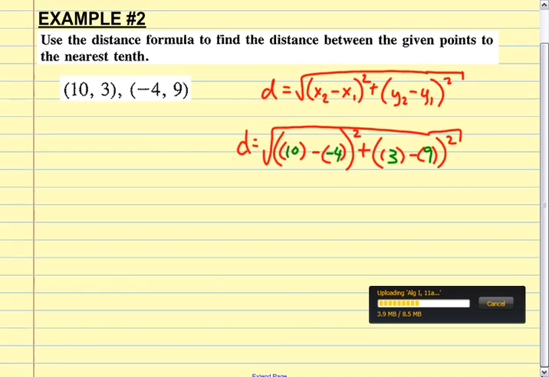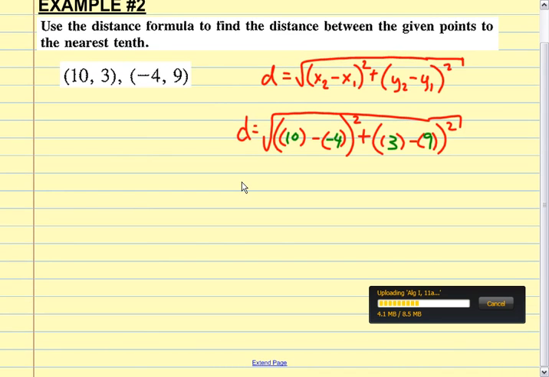Love it. Grayson, help me simplify this thing. I want you to do the subtract. That would be 14 squared plus, that's a negative, so that would be negative 6 squared. All right, good. And then let's see.